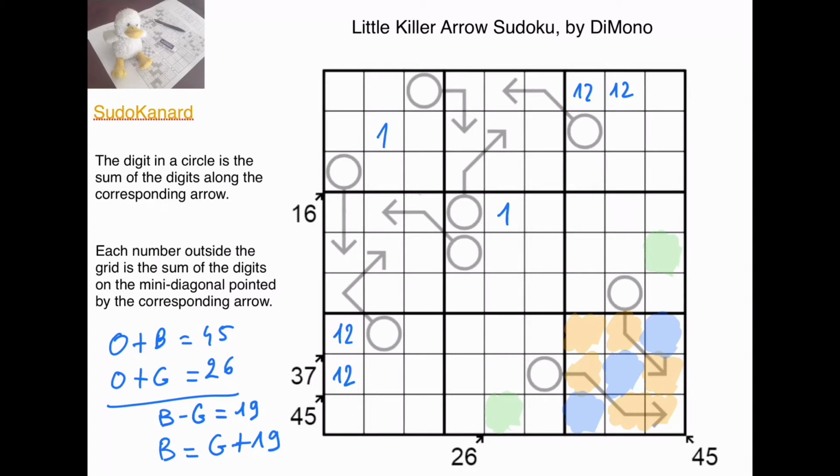Now let's think about the orange cells. They have a minimum of 21. And just the blue cells have a maximum of 24. 7 plus 8 plus 9. So maximum of 24. So this is a maximum of 5. So those two digits have a maximum of 5.